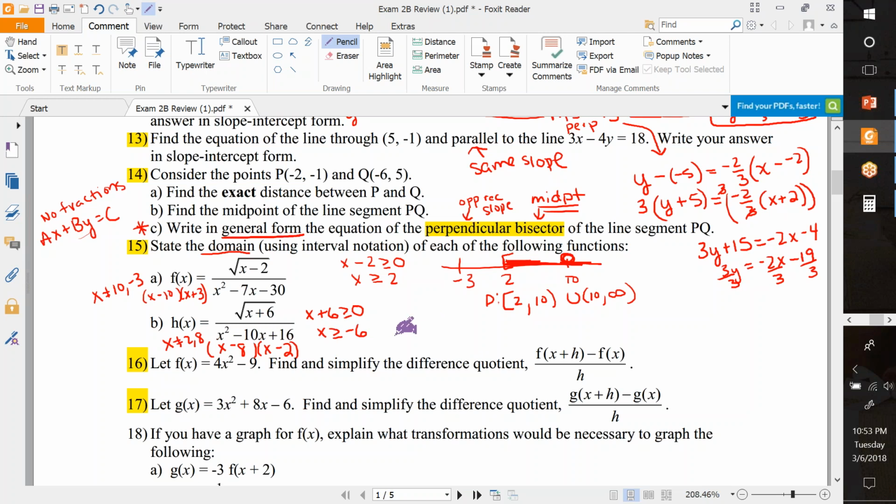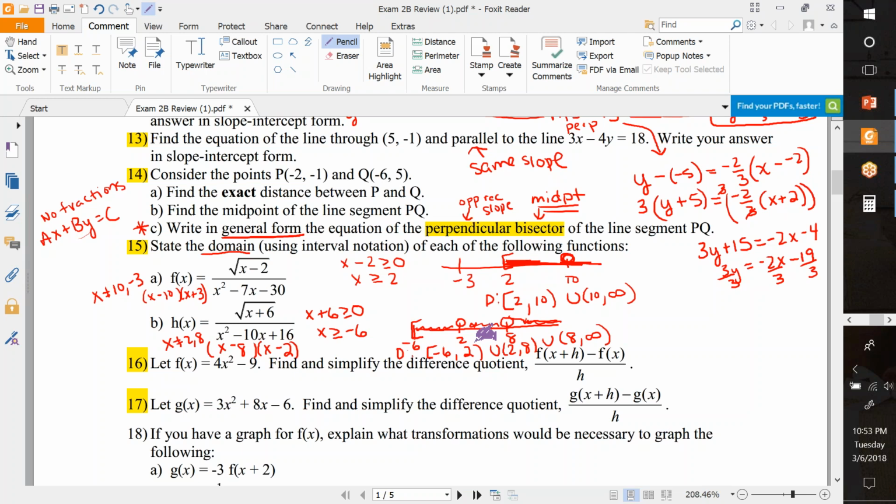Now, -6 is over here. 2 and 8 are both to the right. If you're saying you're greater than or equal to -6, you're going to have to skip over both of those numbers, because your shading is going to cross both of their paths. So on this one, you're going to get 3 intervals. This would be -6 to 2, union 2 to 8, union 8 to infinity. So that would be the domain of that one.